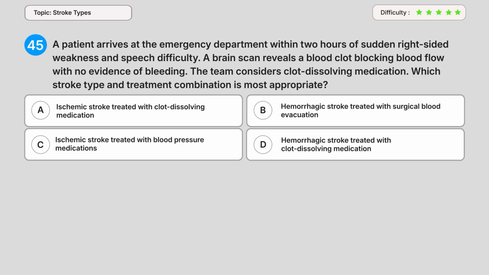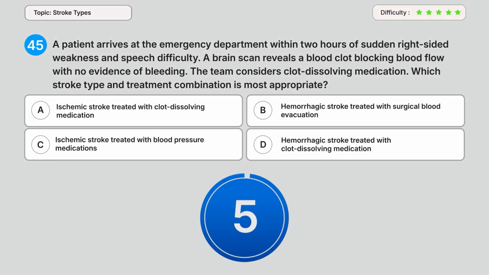A. Ischemic stroke treated with clot-dissolving medication. B. Hemorrhagic stroke treated with surgical blood evacuation. C. Ischemic stroke treated with blood pressure medications. D. Hemorrhagic stroke treated with clot-dissolving medication. Do you know the answer?